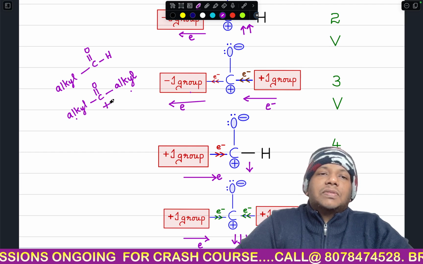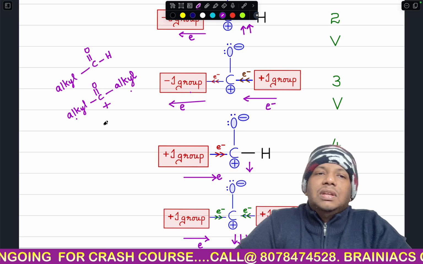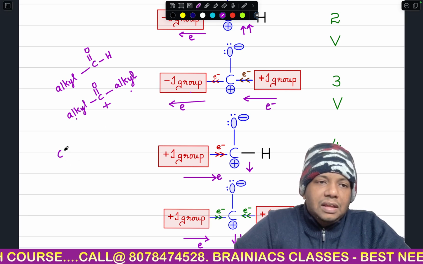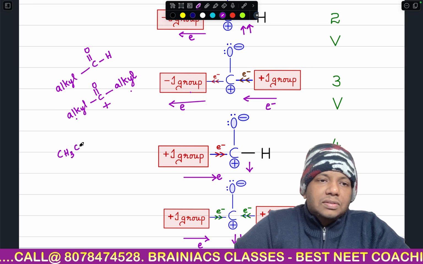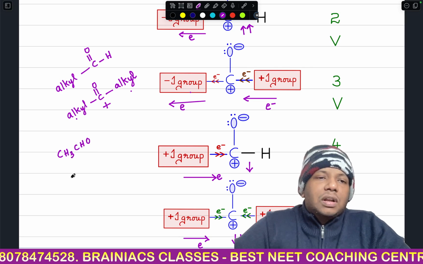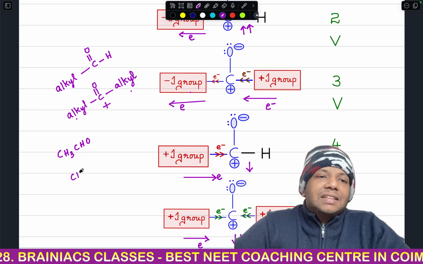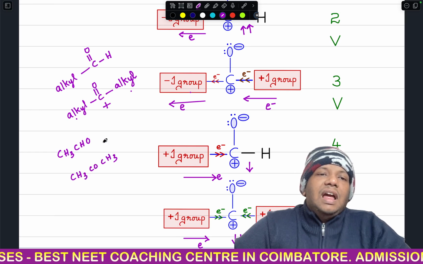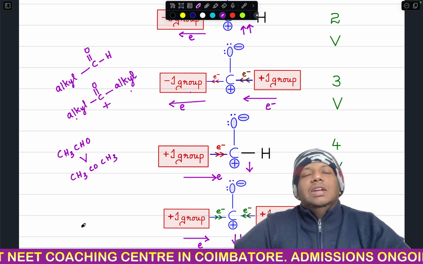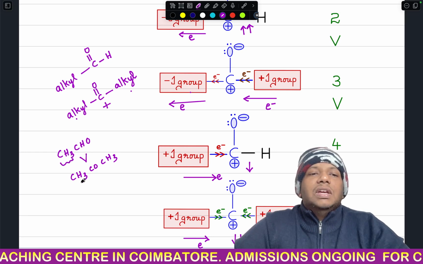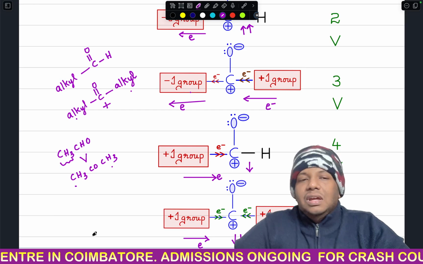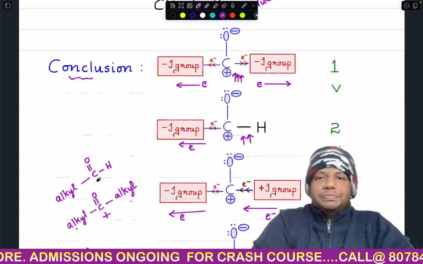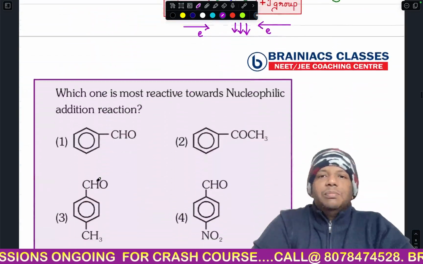Surely the positive charge present here increases and its reactivity is also increasing. So generally I can say, for example, if you are comparing CH3CHO with, let me say, acetone, CH3COCH3, then I can say here the aldehyde is more reactive than the ketone because only one CH3 group is here, while two CH3 groups are decreasing the magnitude of positive charge. I hope you understood. Very important.